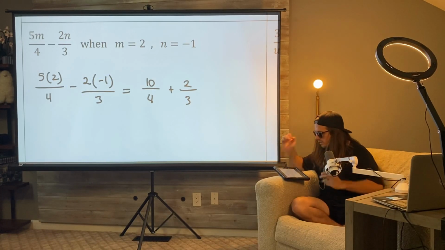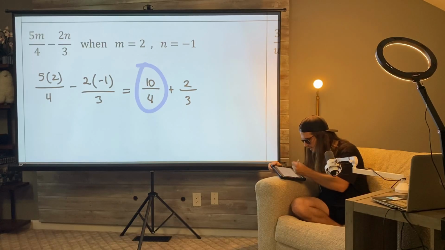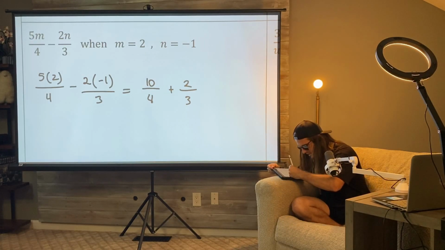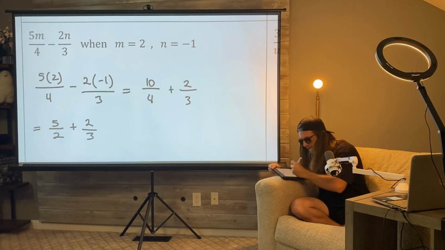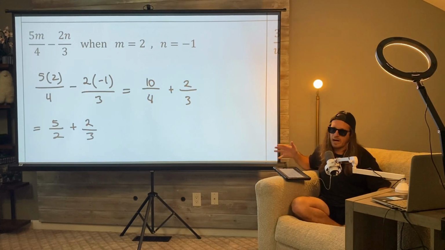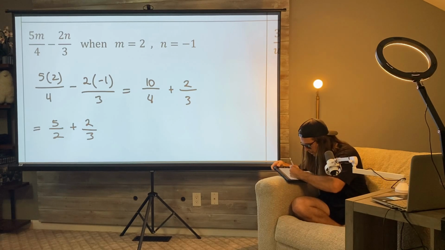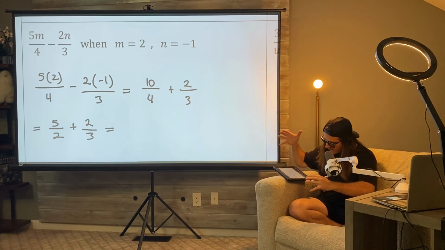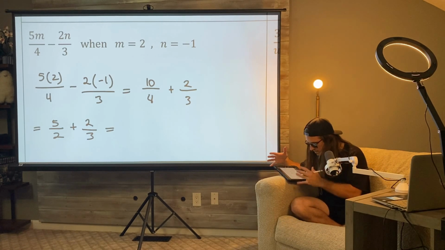So, all right, good. Notice this fraction right here can be reduced. 10 over 4 is the same thing as 5 over 2. So we got 5 halves plus 2/3. And again, this video is not about how to add fractions, so I apologize if you don't know how to do this. I teach this in other videos. You can find these online.